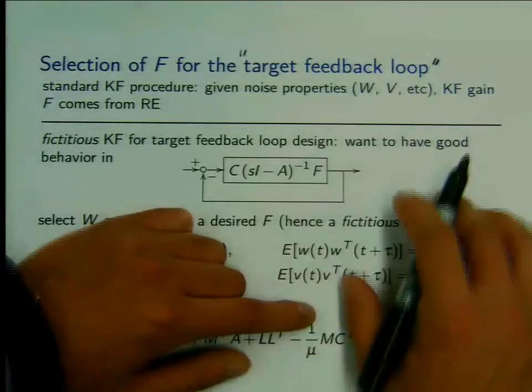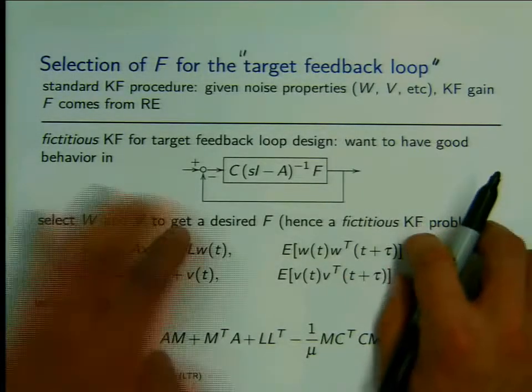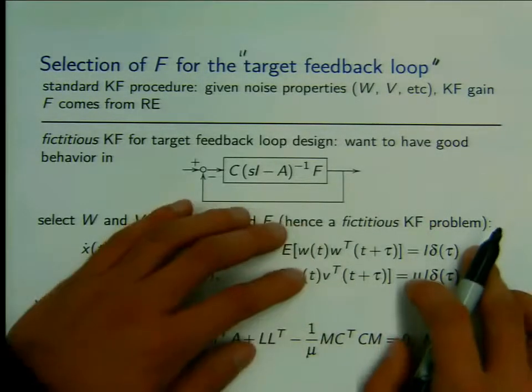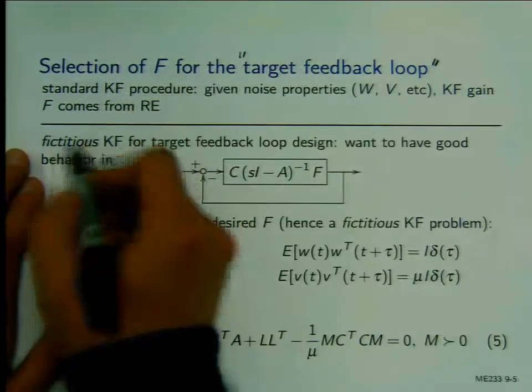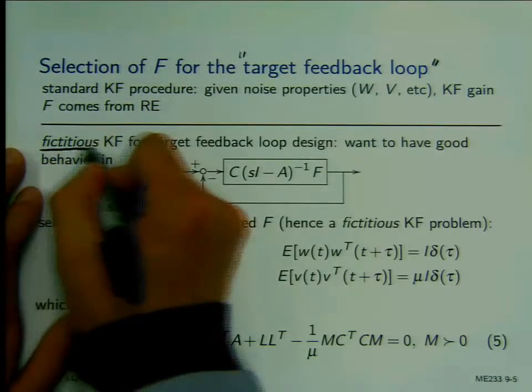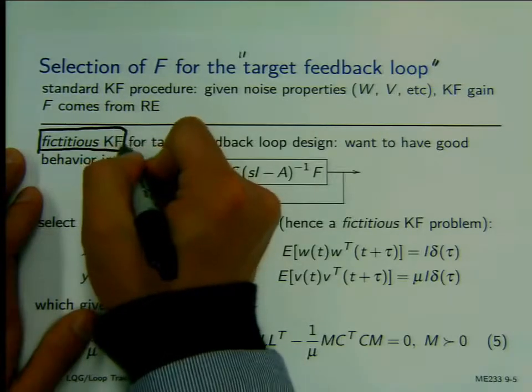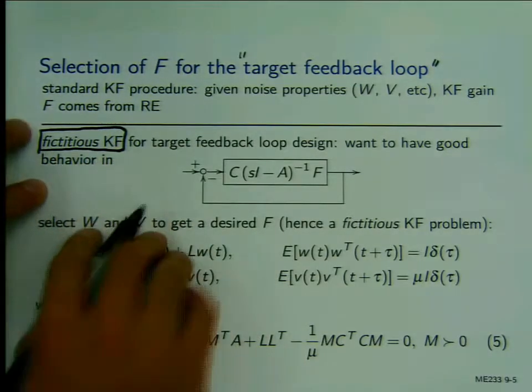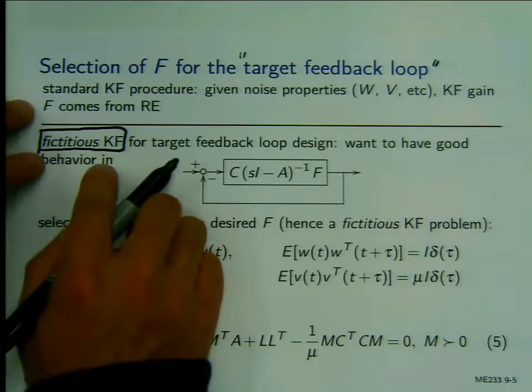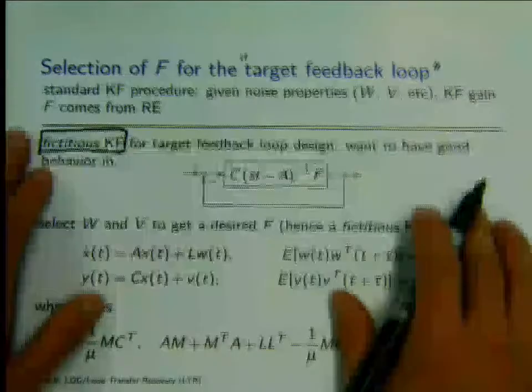And it turns out it will be if we design the Kalman filter cleverly here. Okay? So first of all, let me remind you that this is not a traditional Kalman filter problem. This is called a fictitious Kalman filter problem. And the reason is what we just discussed.